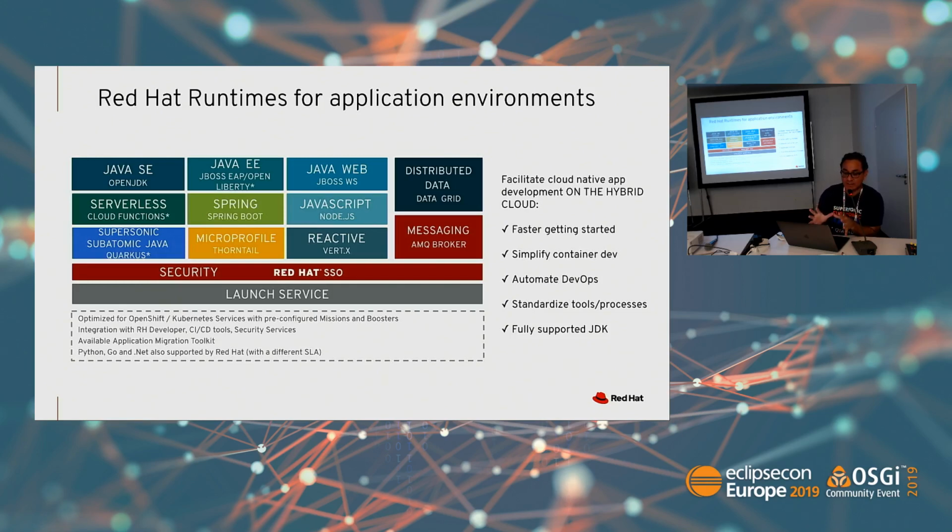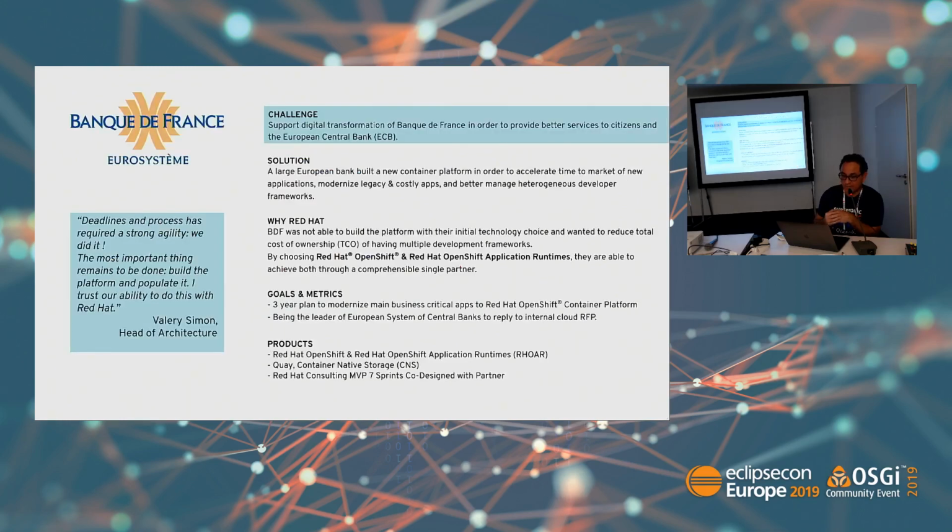So Runtimes, as you can see, offers runtimes for existing well-established technologies, as well as modern microservices technologies, all included in this product offering. It will help you get started faster. It simplifies the container development because all of this can run on OpenShift, which is a Kubernetes offering from Red Hat. That includes automation of DevOps and standardized tools and processes. All of this on an OpenJDK supported by us. So an example of a customer that is using Runtimes is Banque de France.